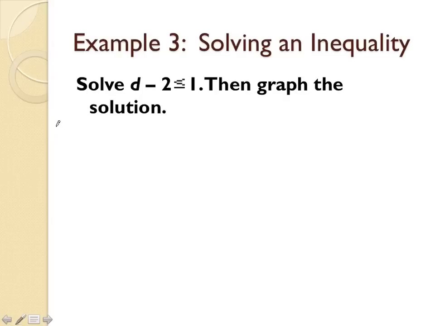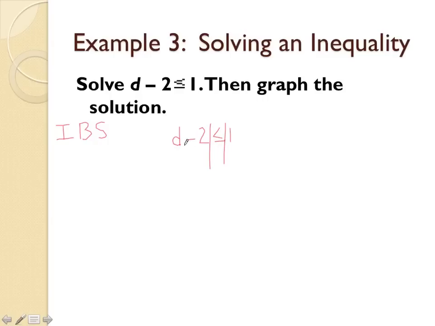So the first thing I want you to be aware of is just like you did with equations, you're still going to use your inverse balance solve method. Okay, so I'm going to rewrite this question. d minus 2 less than or equal to 1. I like to do what I call railroad tracks, and basically I just put 2 lines around my inequality sign, or if it was an equation, I would put my lines around the equal sign. And that just shows me what part of the problem I'm starting on.